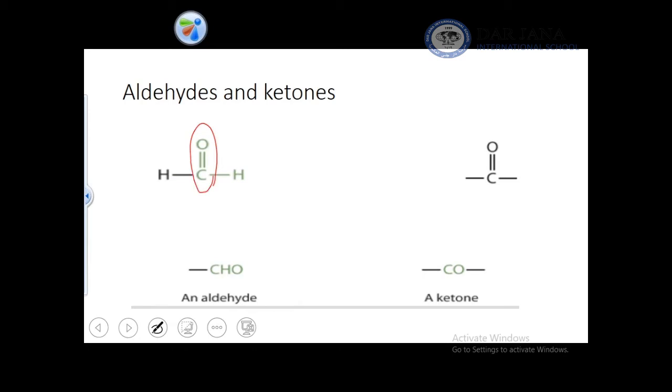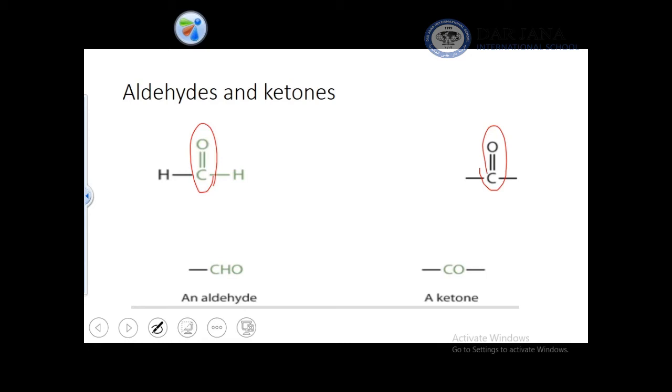A carbonyl group is a carbon to oxygen double bond. It's in aldehydes and in ketones as well. The carbonyl group is critical in biological compounds. It's found in carbohydrates, fats, proteins, nucleic acids, hormones, and vitamins.